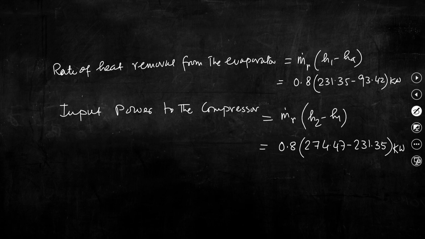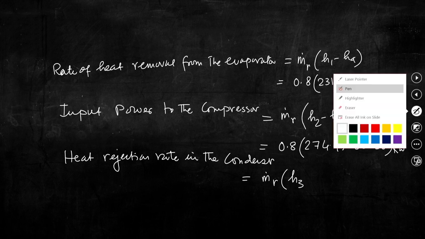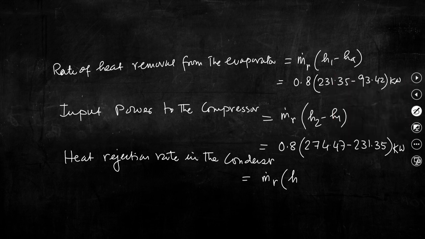And then next is the heat rejection rate in the condenser, equal to again m dot r into h3 minus h2. No, this is h2 minus h3, because enthalpy at state point 2 is higher than enthalpy at state point 3, certainly that is why we are going to have heat rejection. So, that is again 0.8 into 274.47 minus h3, that is 93.42. Unit is kilowatt.